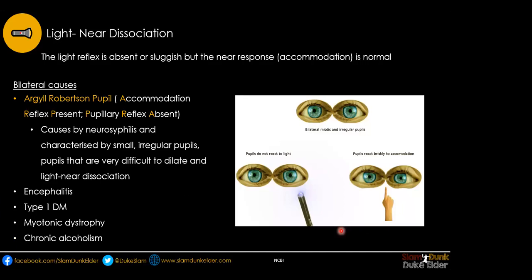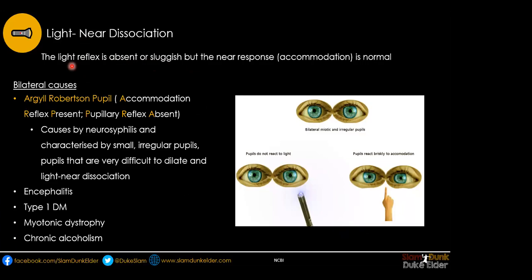Okay, so we'll move on to light-near dissociation now. So this is when the light reflex is absent or sluggish, but the near response or accommodation is normal. And this is where we'll cover some of those weird named pupils that exams love you to remember. So light-near dissociation, the light reflex is absent or sluggish, but accommodation is normal. They can be separated into bilateral and unilateral causes.